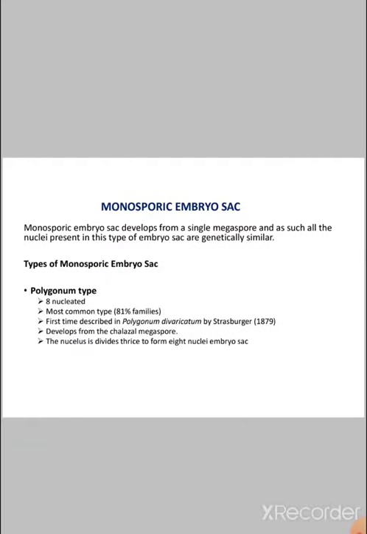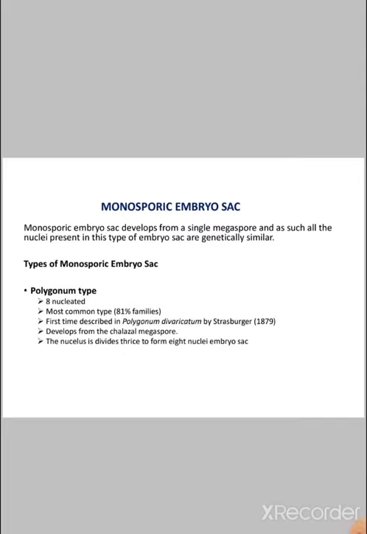The first one is the monosporic embryo sac. The monosporic embryo sac develops from a single megaspore, and as such all the nuclei present in this type of embryo sac are genetically similar. They are also classified further.